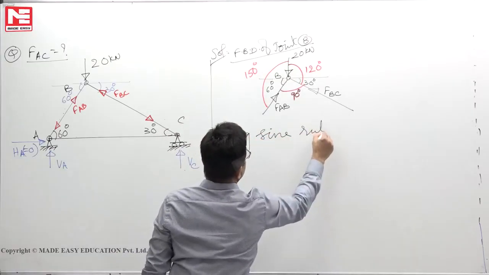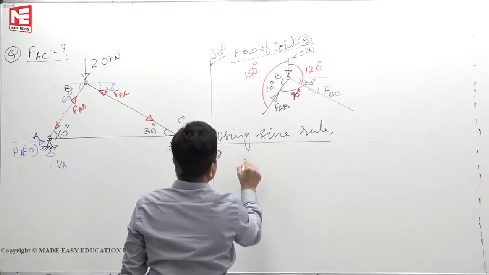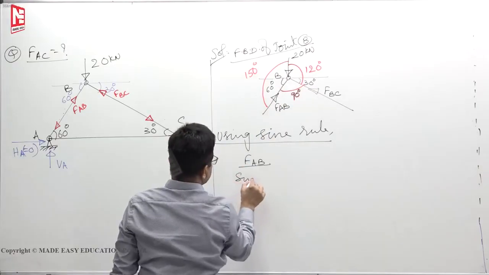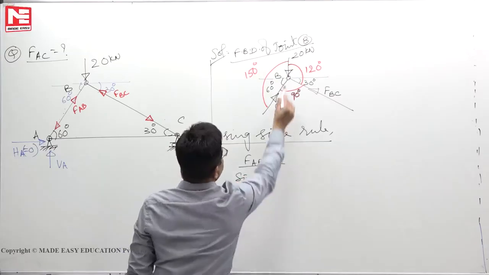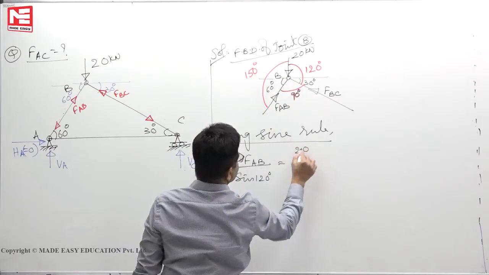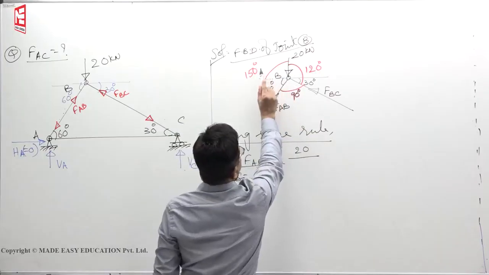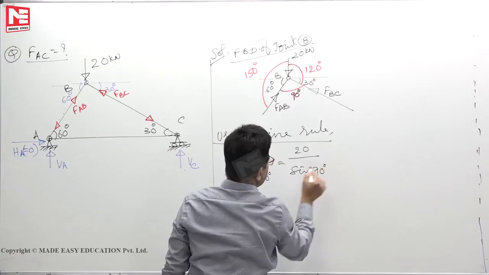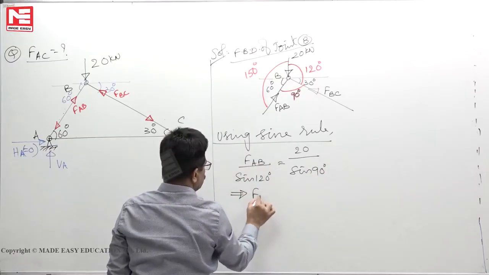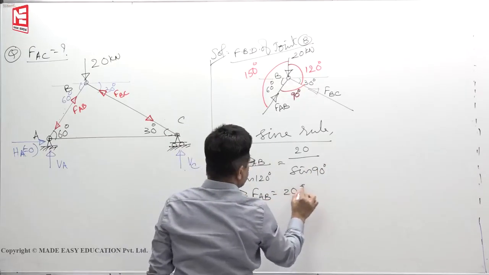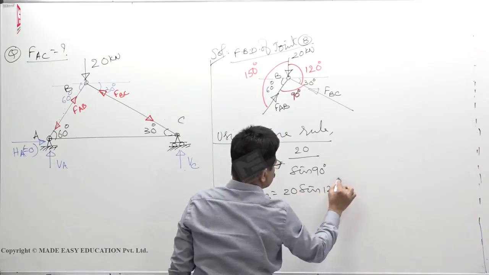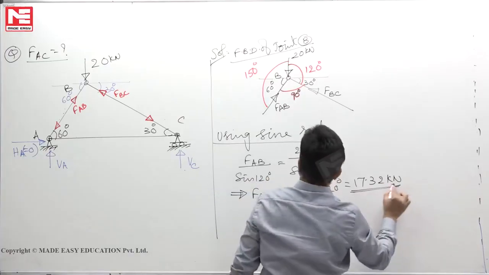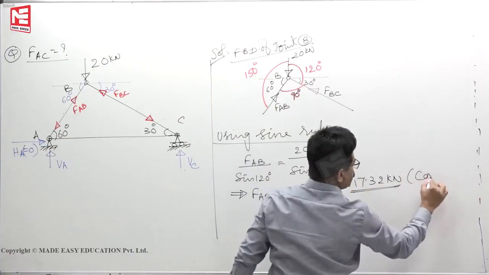Using the sine rule, I can write FAB by sine 120 must be equal to 20, which is surrounded by 150, 120, opposite angle is 90. 20 by sine 90. Sine 90 is 1. So FAB you will get is 20 sine 120. You will get around 17.32 kilonewton. Because the arrow mark is towards the joint, it is compression.